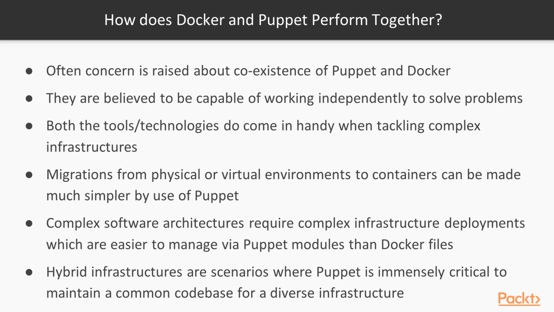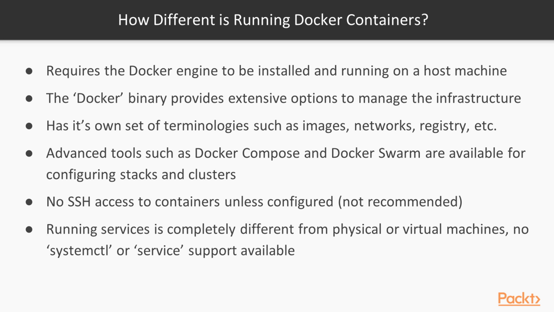Migrations from a native infrastructure to a container environment can be made very simple by use of Puppet and Docker. Complex infrastructures require complex infrastructure code logic, which can be better handled in Puppet modules than Dockerfiles. Docker images created by use of Puppet modules can save the day. In case of hybrid infrastructures, the role of Puppet can be crucial in managing a common code base for a diverse infrastructure.